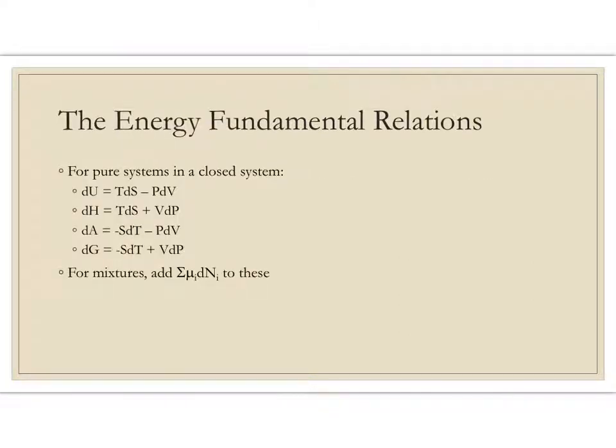Now recall that we have our energy fundamental relations. For a pure system and a closed system, we have dU equals TdS minus PdV, dH is TdS plus VdP, dA is minus SdT minus PdV, and dG is minus SdT plus VdP. And if you have a mixture, then you would add the sum of the chemical potentials times dn_i for each component to these expressions.